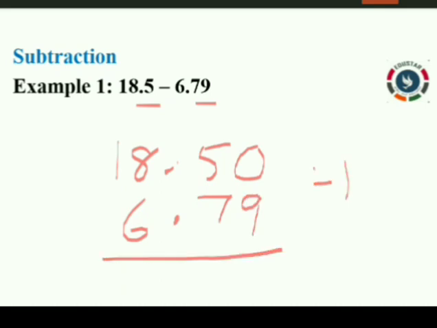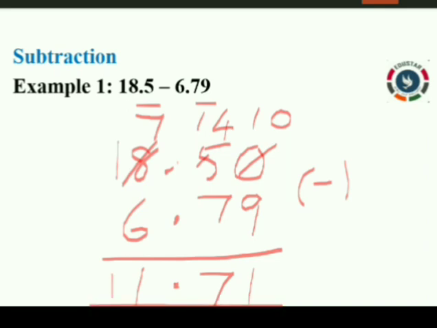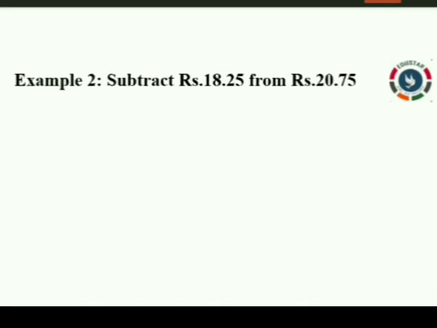Now we are going to do subtraction. Borrow concept. So 10 minus 9 is 1. This is 4. Again you will make this as 14. 14 minus 7 is 7. This is 7. So 7 minus 6 is 1. Next 1. So answer is 11.71. 18.5 minus 6.79 is equal to 11.71.